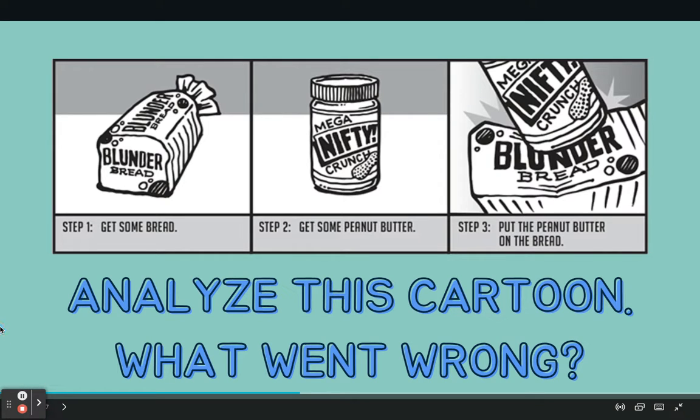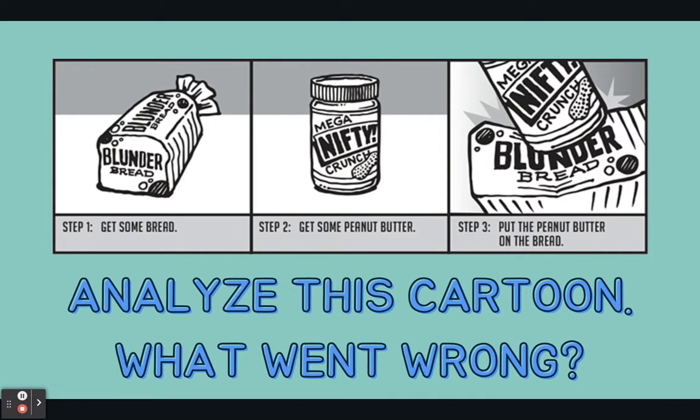Now that you've thought about what went wrong in this cartoon, we're just going to briefly discuss. This cartoon really demonstrates what can go wrong when a procedure is imprecise. The person followed the procedure, however, they were not able to actually make a peanut butter sandwich because the directions were not detailed enough.